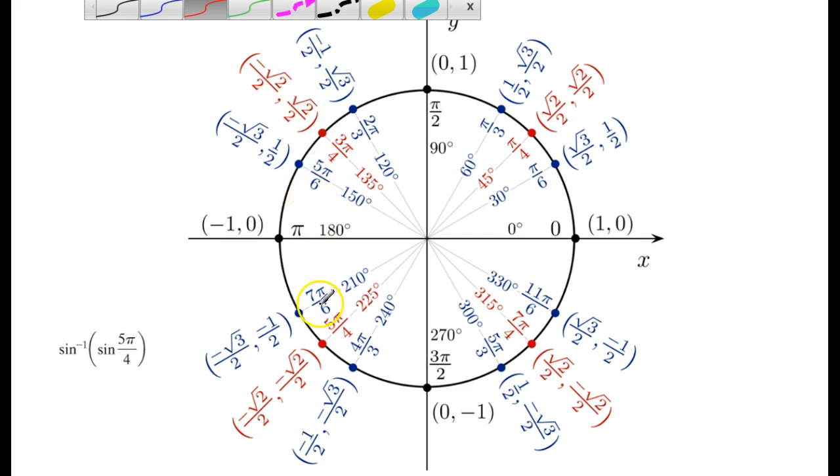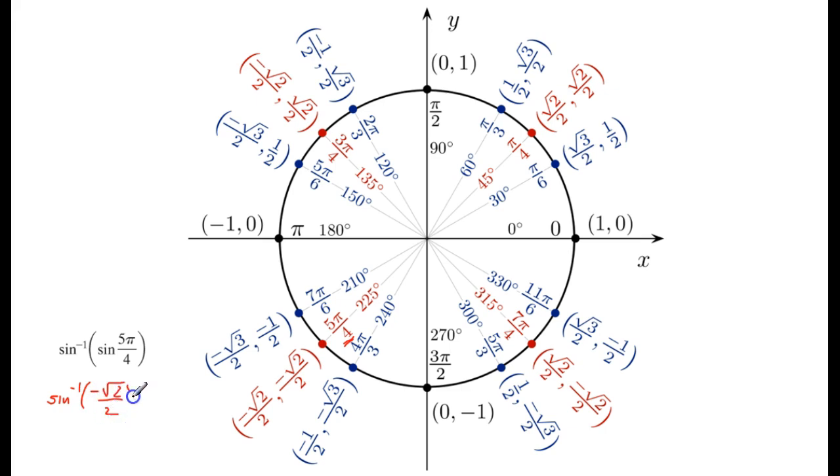Well, here is 5 pi over 4. The sine is the y-coordinate. So the negative square root of 2 over 2. So the sine of 5 pi over 4 is negative square root of 2 over 2. So I have so far the arcsine of negative square root of 2 over 2. Now, 5 pi over 4 is down here in quadrant 3.